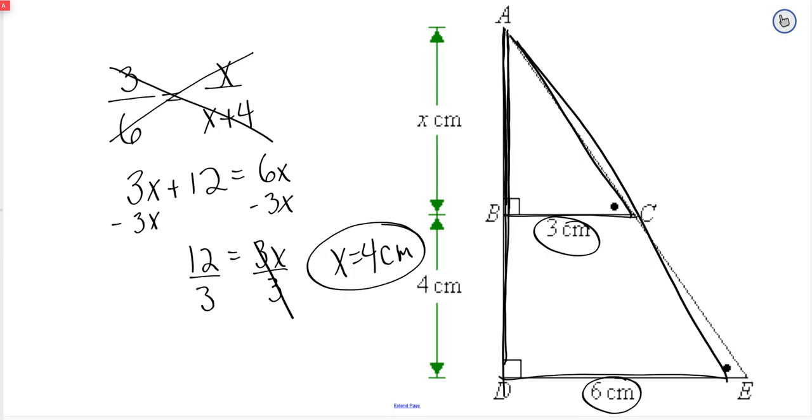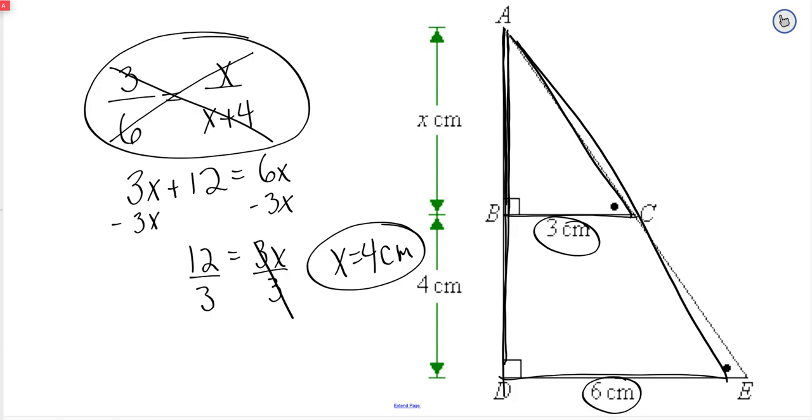So maybe you were a person that did this in your head, and you were like, well, if this is 4, and 3 and 6, so 3 is half of 6, well, 4 has got to be half of the whole thing, so that whole side is 8. That's fine, okay? But I would like to see that you can set up the proportions and solve the proportions using the variables, okay?